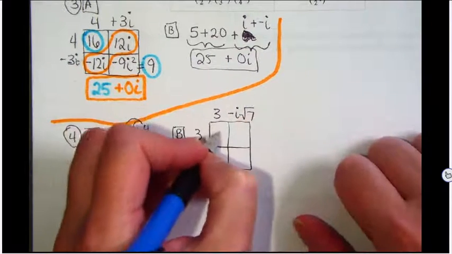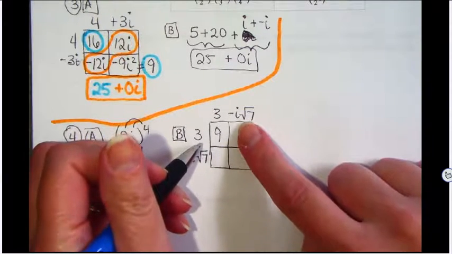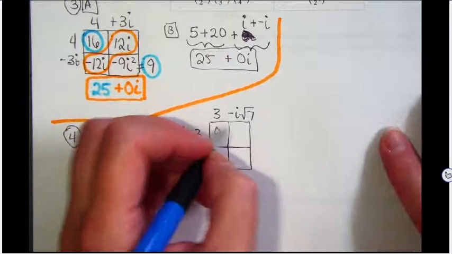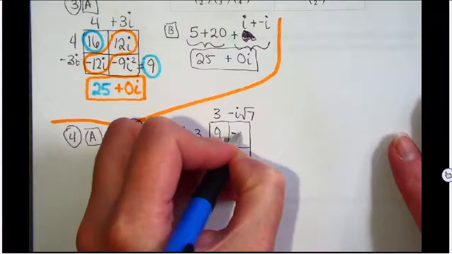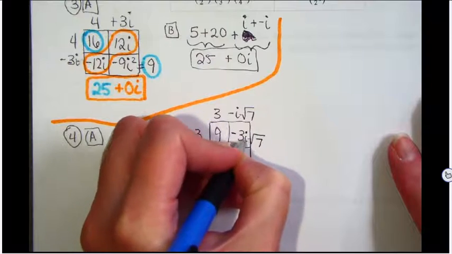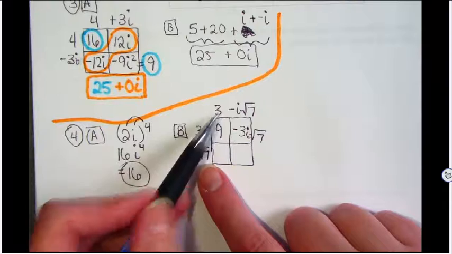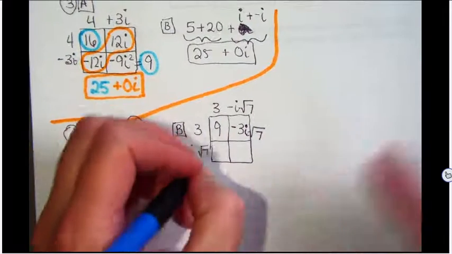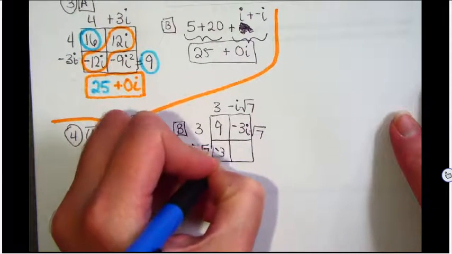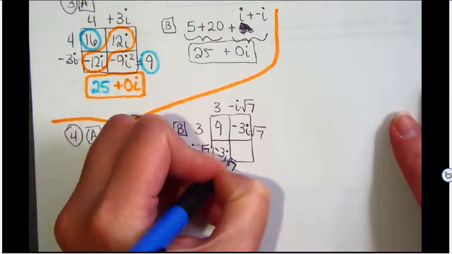3 times 3 is 9. 3 times negative i square root 7. Man, I wish I left myself more space. Negative 3i square root 7. And now I have 3 times a positive i square root 7. Oh, now I see. It's not going to be so ugly. Maybe you're seeing it too.